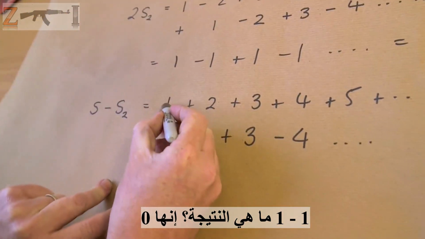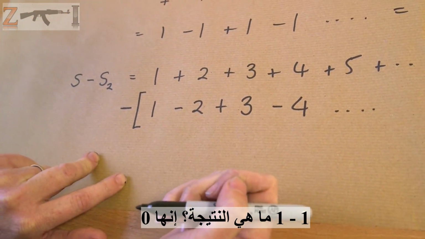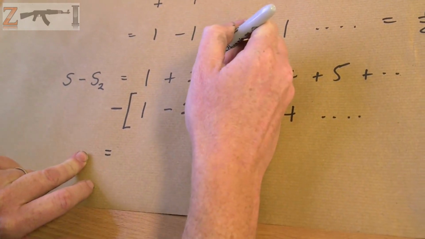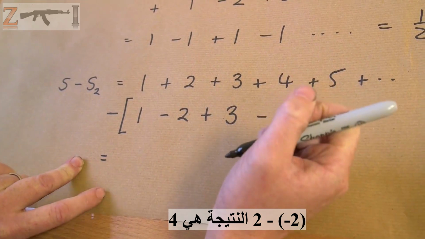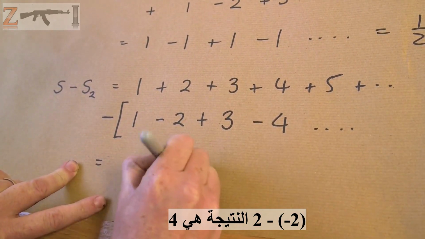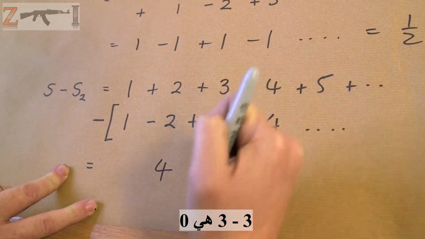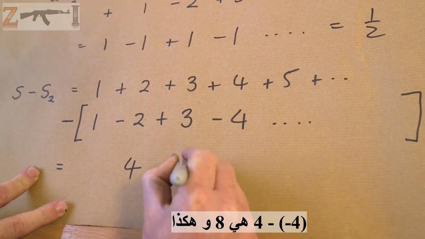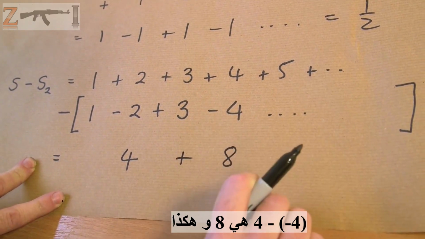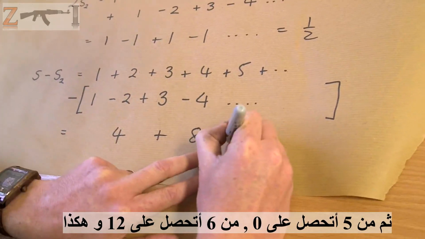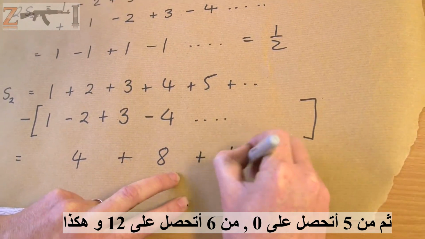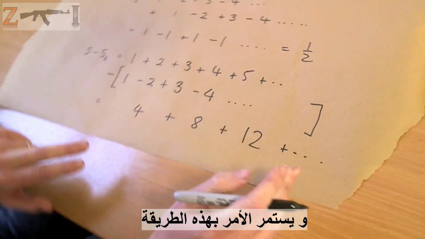Okay, 1 minus 1, what's that? 0. Yeah, exactly. So I get nothing from that bit. 2 minus minus 2 is 4. Okay, 3 minus 3, 0. 4 minus minus 4 is 8. And so on. And the next one, from the 5s, I get nothing. From the 6s, I get 12, and so on. And it proceeds in that way.